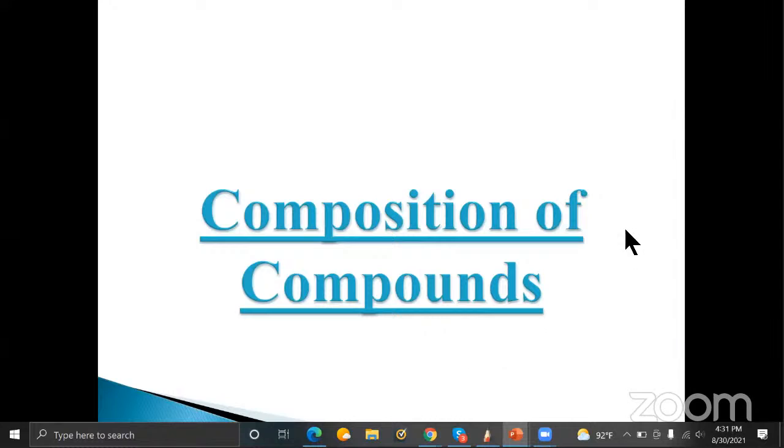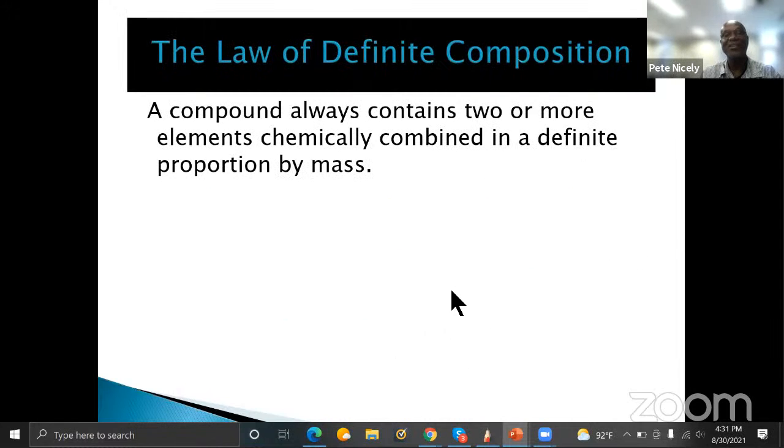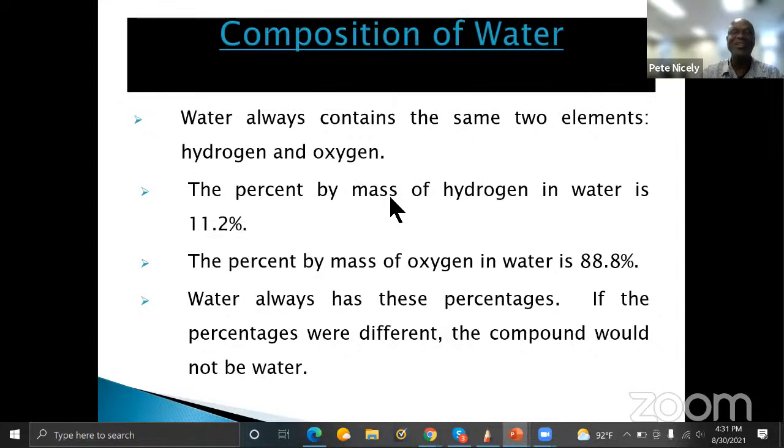Okay, so let's talk about the composition of compounds. There's a law called the law of definite composition. What this law says is that a compound always contains two or more elements chemically combined in a definite proportion by mass. So basically, for any compound that you can identify, if you were to break it down into its constituent elements, you'll find that the percentages of the elements will be fixed. It doesn't matter where the compound comes from; if it's the same compound, then there will be fixed relative proportions of the different elements present in it.